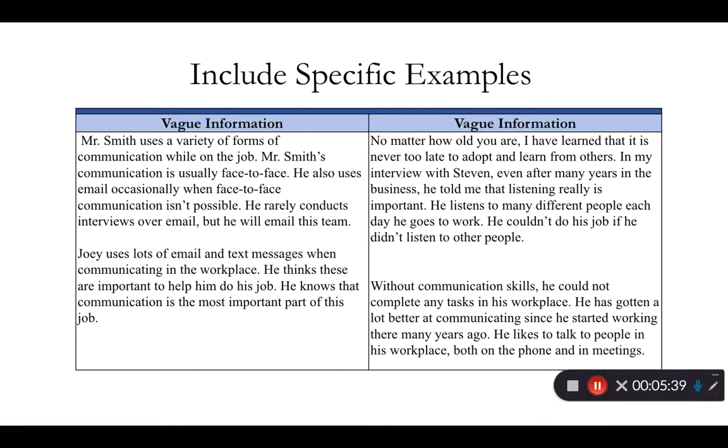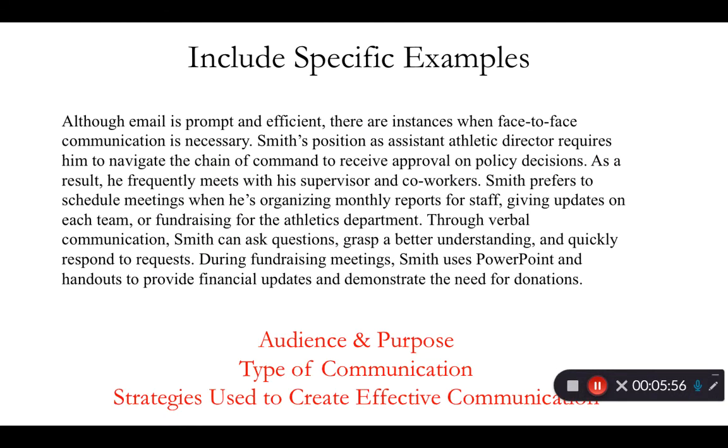One challenge of the memo assignment is to include examples from your interviews. These paragraphs include vague information. While it is clear where the information is from, this does not include examples from the interviews. This paragraph is a better example. The writer includes information about the audience, purpose, type of communication used, and the strategies the interviewee uses to create effective communication.